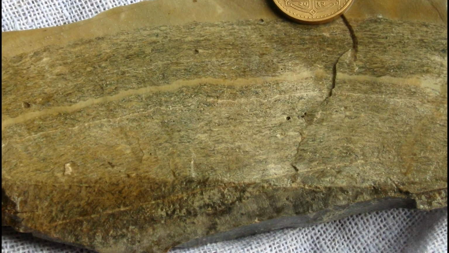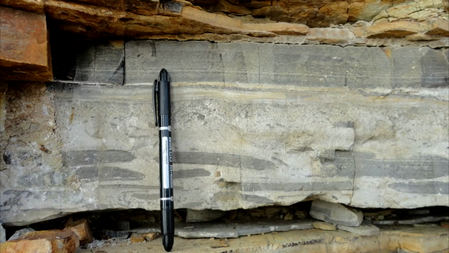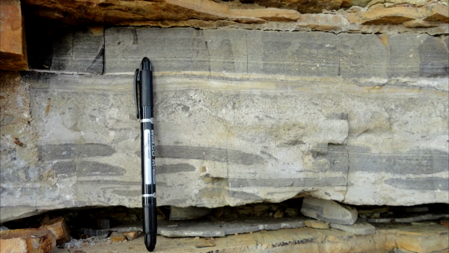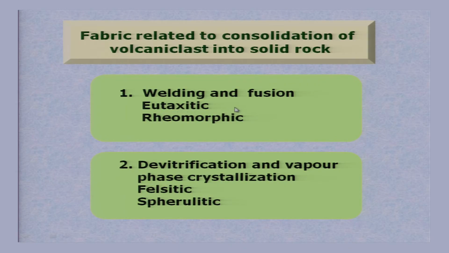And in this case, welding and fusion is taking place. Sometimes two pieces of the volcanoclast get welded or fused together. So, welding and fusion texture is developed: eutaxitic texture, rheomorphic texture. The second one is devitrification and vapor phase crystallization, felsitic and spherulitic texture.